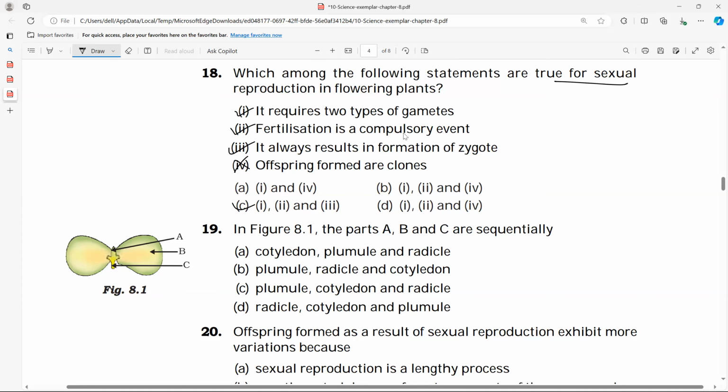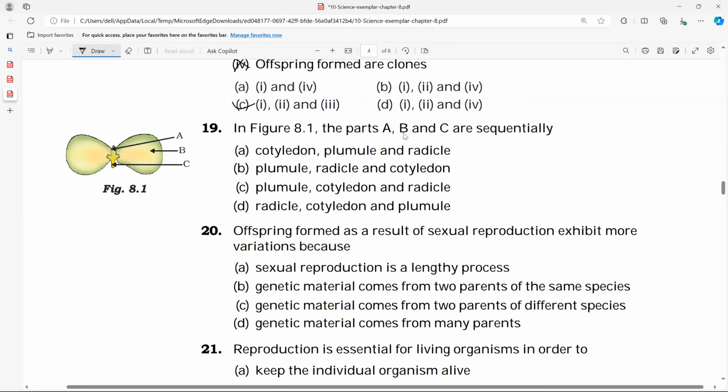Option C. Option C you are talking about. A, B, C are the three parts subsequently: cotyledon, plumule, and radicle. Okay, plumule, radicle, and cotyledon. So in this portion we have A as plumule, which is the future shoot. And this is the radicle, the future root. And this is cotyledon. So B is cotyledon. So plumule, cotyledon, and radicle. Yes, this is correct. C is the correct option. Next, question number 20.